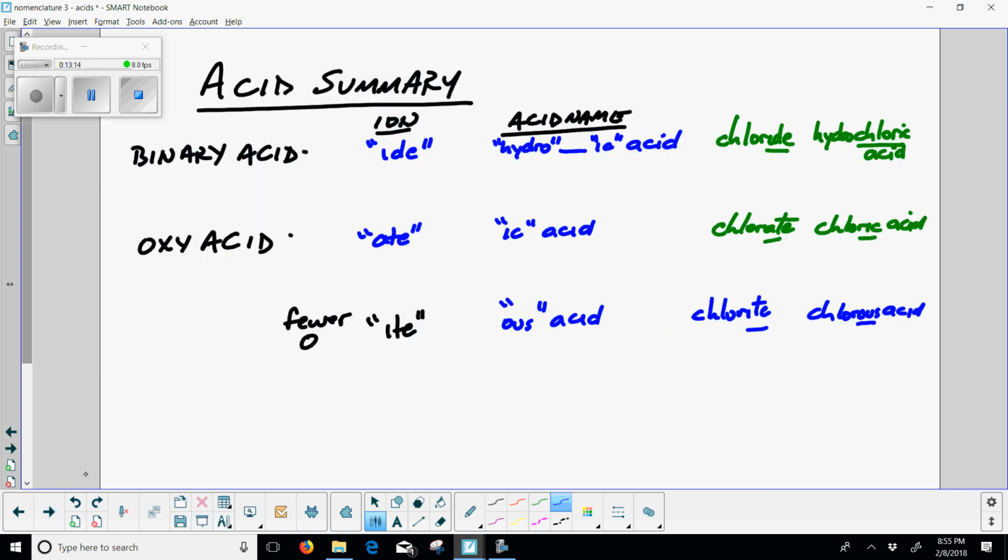So just to quickly summarize, a binary acid, it's a hydro-ic acid. So for example, hydrochloric acid. Oxyacids, they have polyatomic ions with ate. The acid is ic when it's dissolved in water. So for example, chloric acid. If you've got fewer oxygens, instead of using ite, you use us for acids. And that'll be an example, chlorite. Instead of chlorite, you do chlorous acid for acids. And that's it. So hopefully you picked up a thing or two from this video.